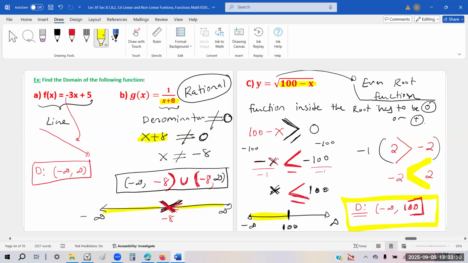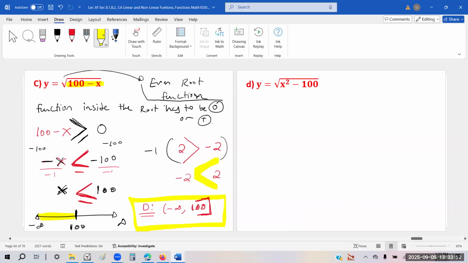Now the same thing, but we have a different function inside. They look the same, but they're completely different functions. But we have the same problem, right? Whatever we have inside, that thing cannot be negative. Now, if you want to use logic, what makes this function 0? Which value of x makes this function 0? 10. Definitely 10.